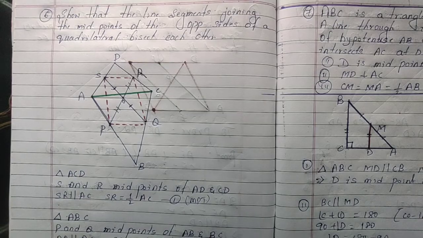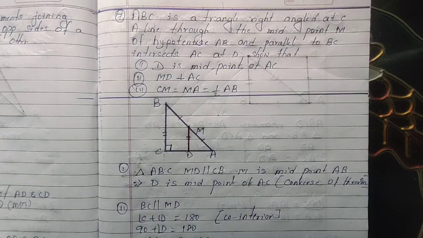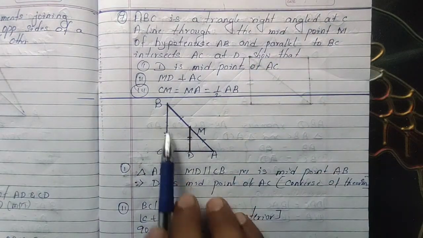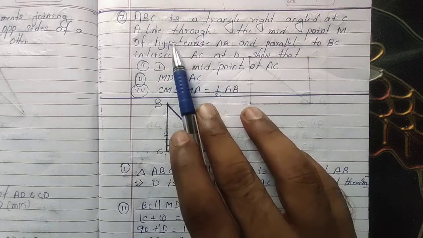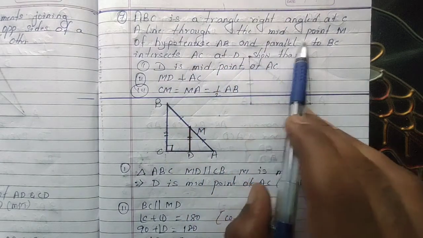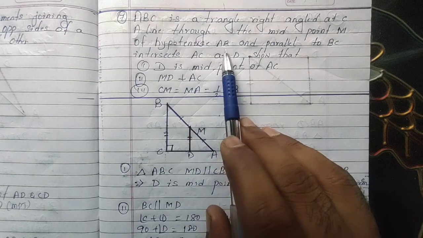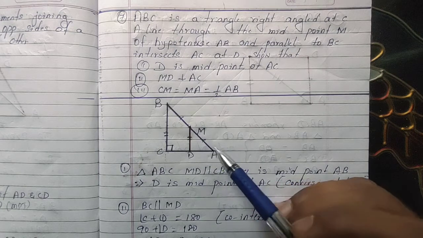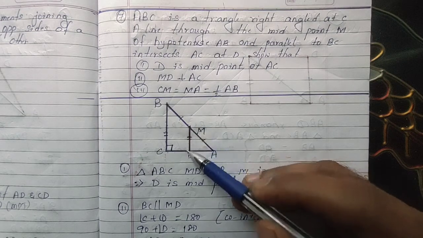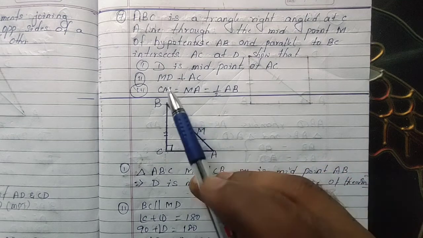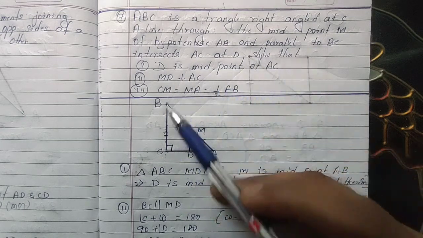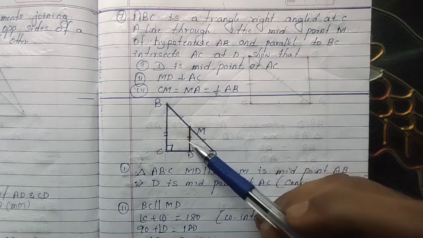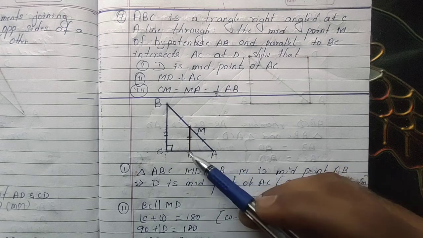Then question number 7. ABC is a triangle, right angle at C. A line through the midpoint M of hypotenuse AB. M is a midpoint of AB. From this midpoint we are drawing one line which is parallel to BC. This line touches the AC at D.